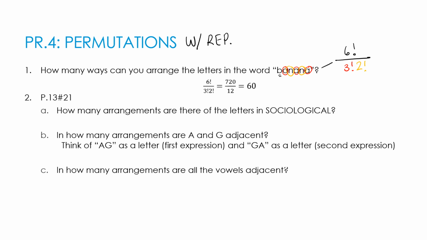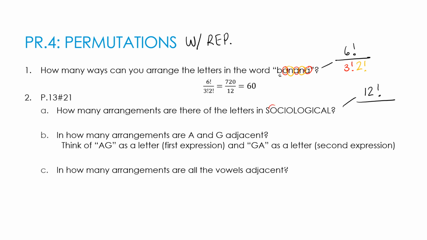Question 2, how many arrangements are there of the letters in sociological? So again, first thing I would do is count how many total letters I have, which is 12 total letters. So 12 factorial is my numerator. This one is obviously a little bit harder than question 1 just because we have more repeats, but let's take a look.